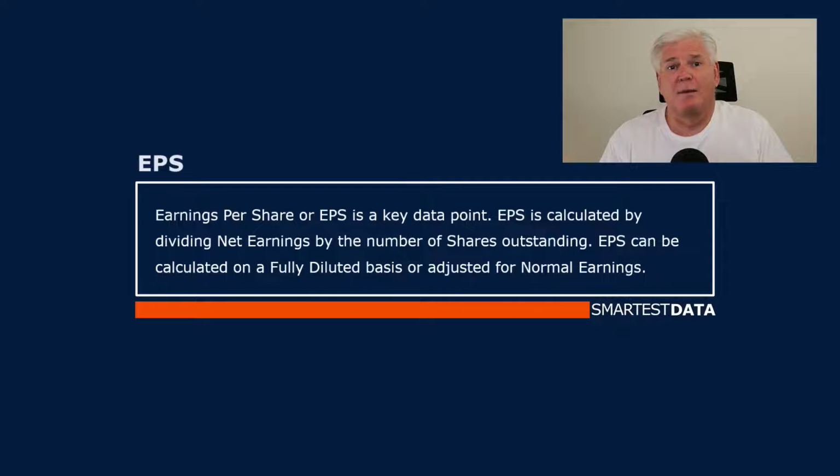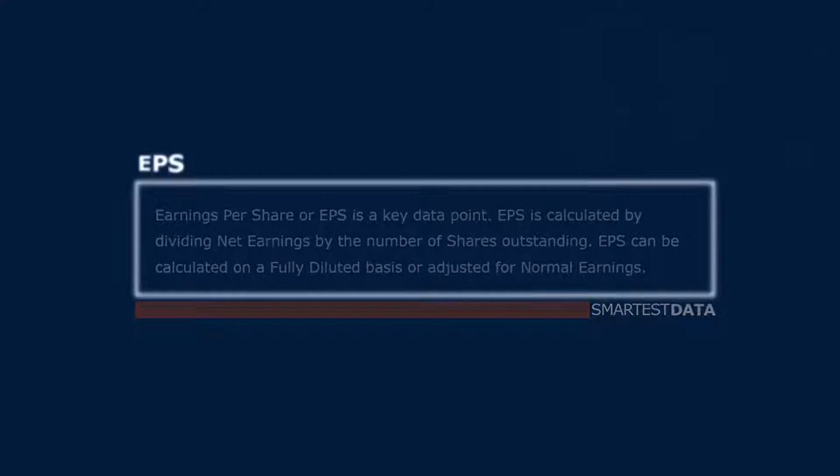Earnings per share, or EPS, is a key data point. EPS is calculated by dividing net earnings by the number of shares outstanding. EPS can be calculated on a fully diluted basis or adjusted for normal earnings.